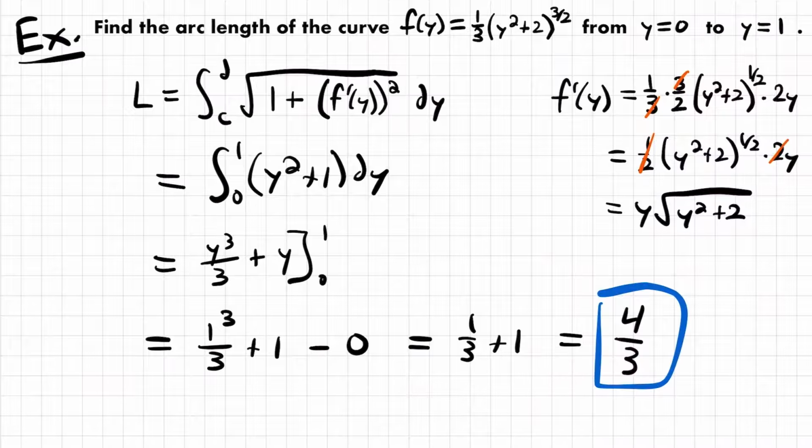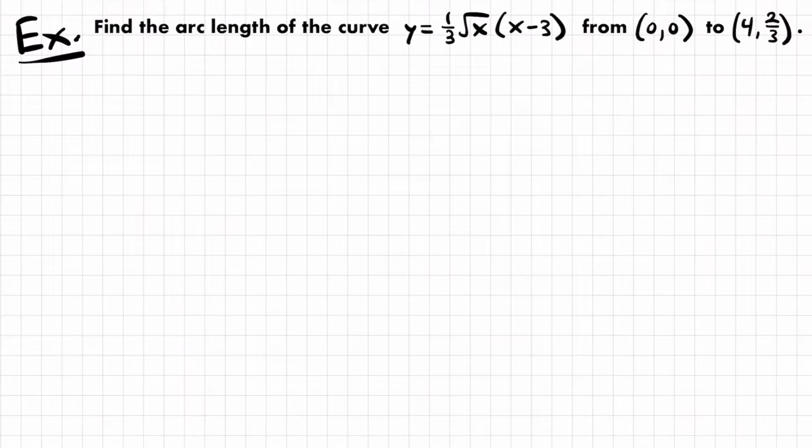All right, let's look at one more example for this video. Okay, so here's our last example. We want to find the arc length of the curve y equals 1/3 times the square root of x times the quantity x minus 3 from the point (0, 0) to the point (4, 2/3).